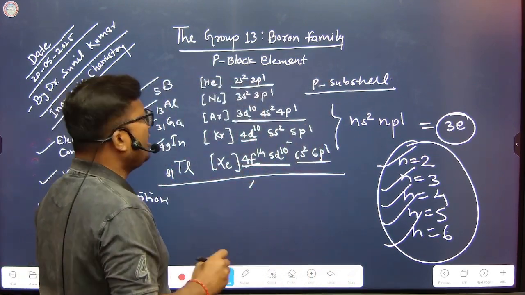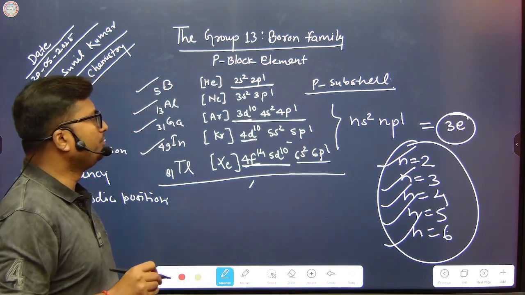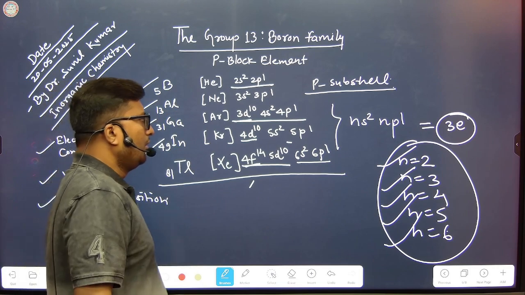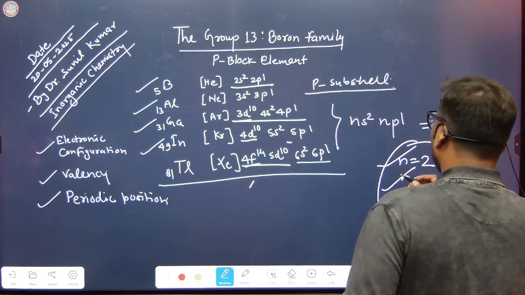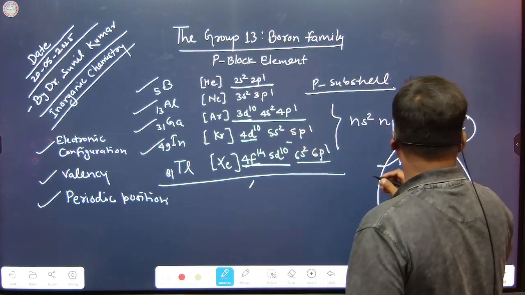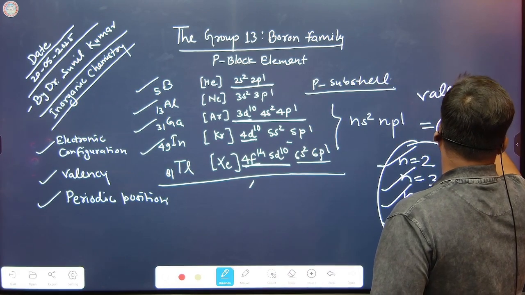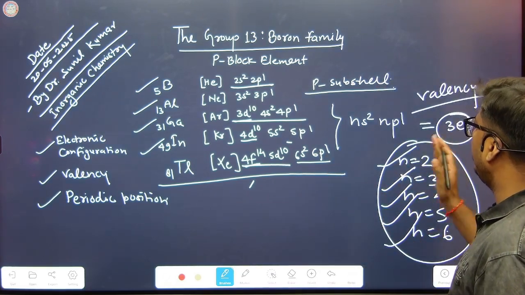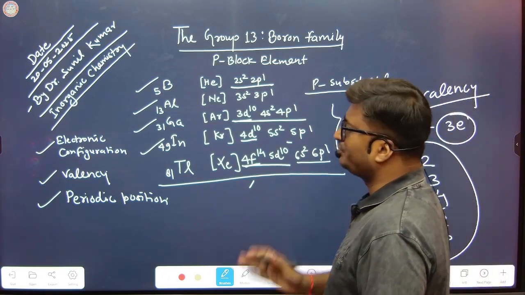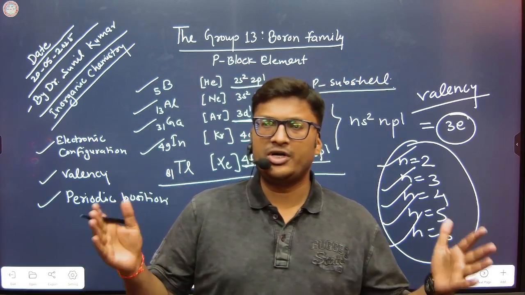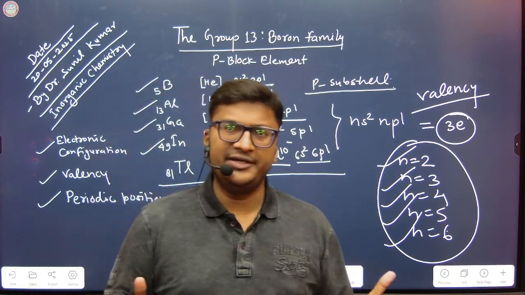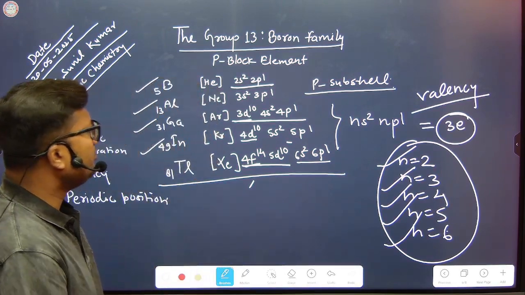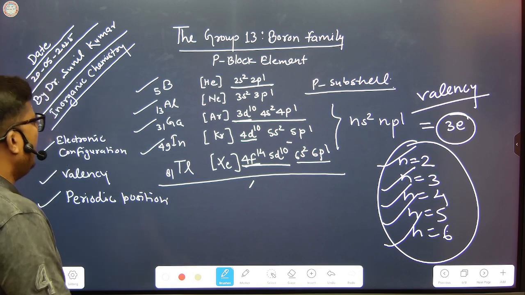the physical and chemical properties are related to their valence electrons and their reactivity. Okay, now what is the valency? So valency is 3. All the elements actually possess a valency of 3. Okay, because of the total number of electrons in the outermost shell, that is 3, they have 3 valence electrons. Fine.